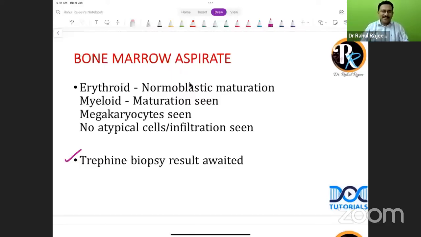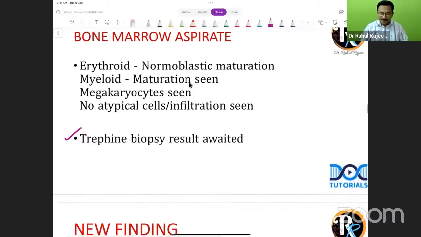So it takes a few days to prepare the specimen and then get it ready for examination. So the biopsy was awaited. Since this case, we could not reach a definite diagnosis at this point. We had a close consultation with the pathology department and the trephine biopsy was awaited.